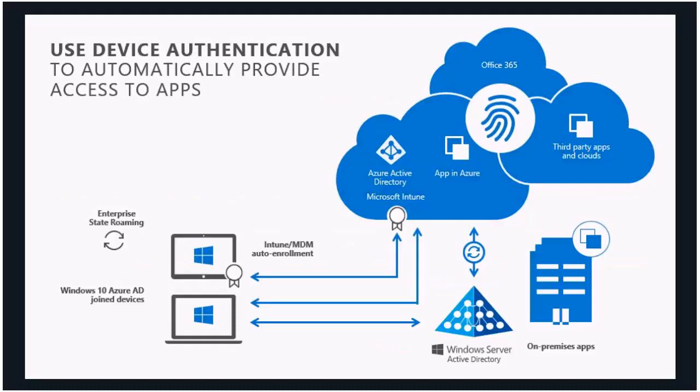Once your device is Azure AD joined with Windows Hello for Business, you can single sign-on to not just the Microsoft applications, but thousands and thousands of applications that are integrated with Azure AD. You can get enterprise state roaming, which means that your apps and settings can flow seamlessly from one Windows Hello for Business device to another Windows Hello for Business device.